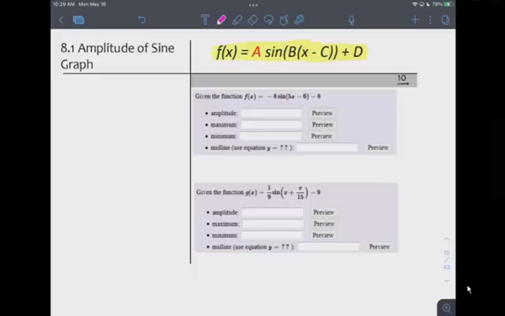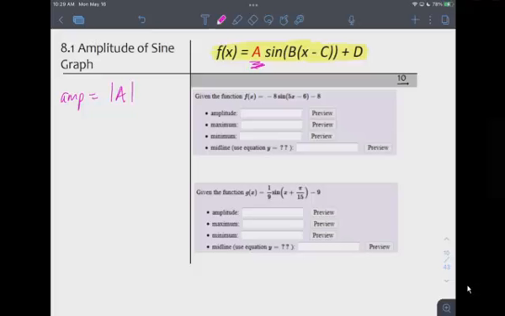When you're looking at the amplitude, it is simply going to be the absolute value of your multiplier in front. Whether that multiplier is positive or negative, it affects a reflection of the graph, so it does determine something about the graph's appearance. But when you're finding amplitude, the sign doesn't matter, so you just need to take the absolute value of A.